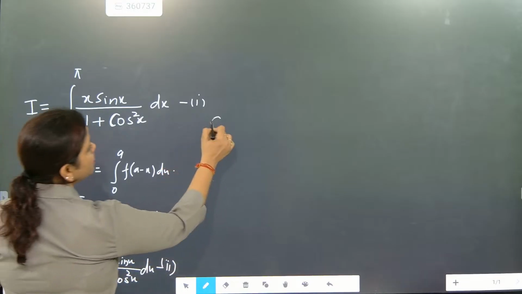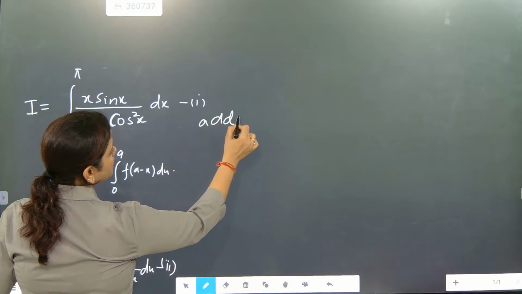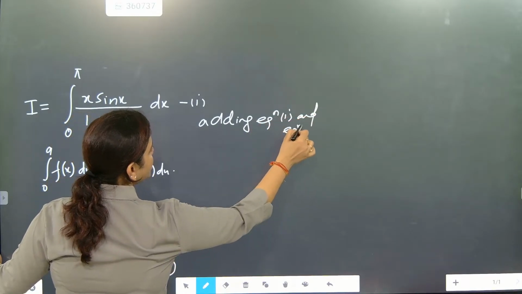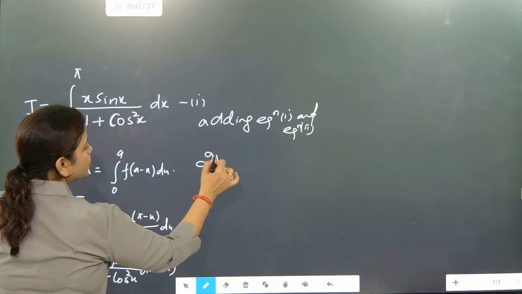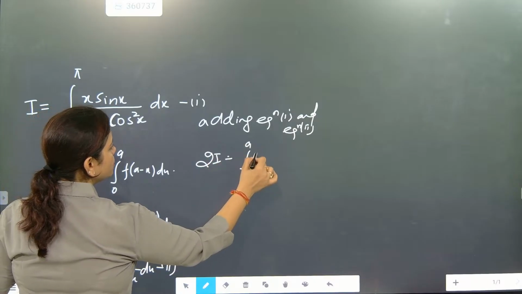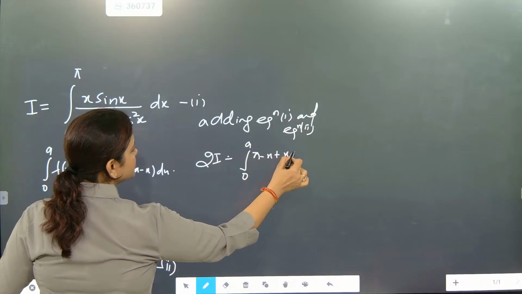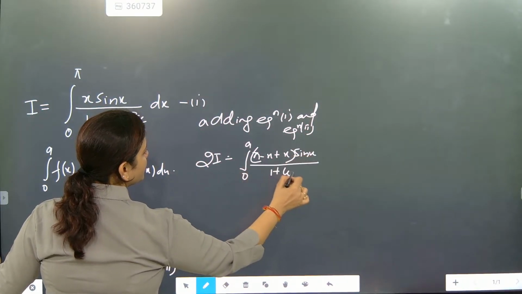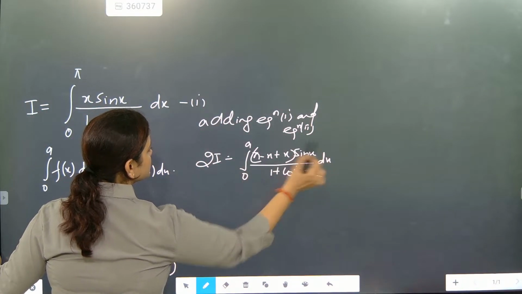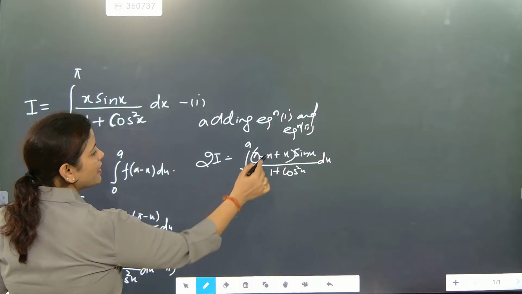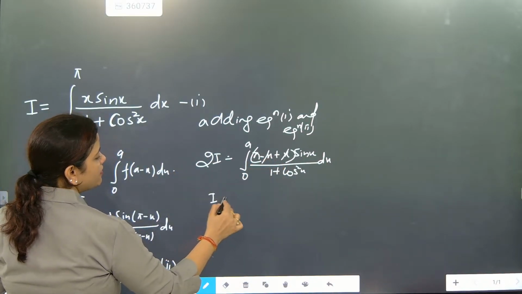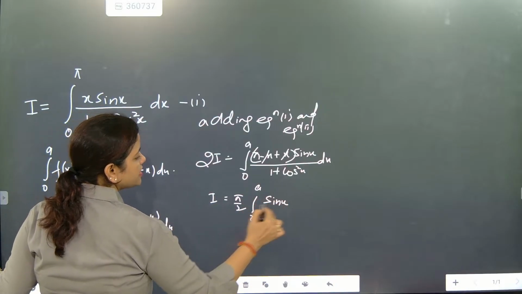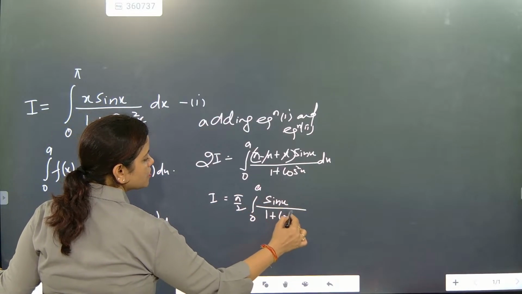Add equation 1 and 2. Adding equation 1 and equation 2, what will you get? 2I is equal to integral 0 to pi of (pi minus x plus x) sin x by 1 plus cos square x dx. Now, beta, this x cancels, so I will be equal to pi by 2 integral 0 to pi of sin x by 1 plus cos square x.